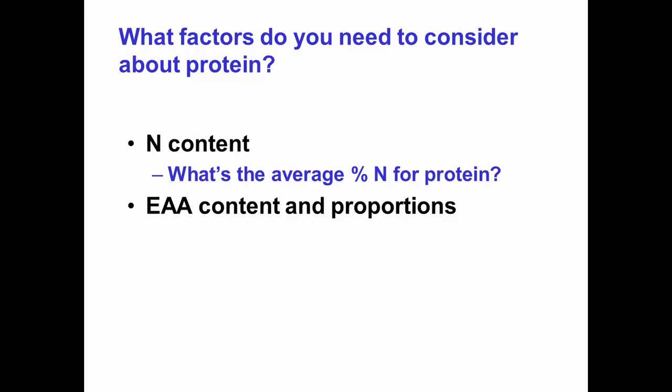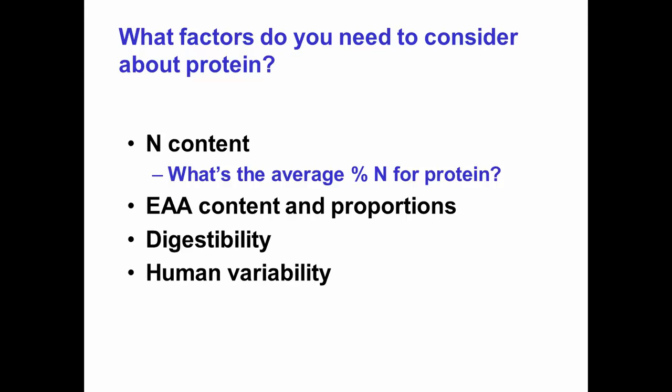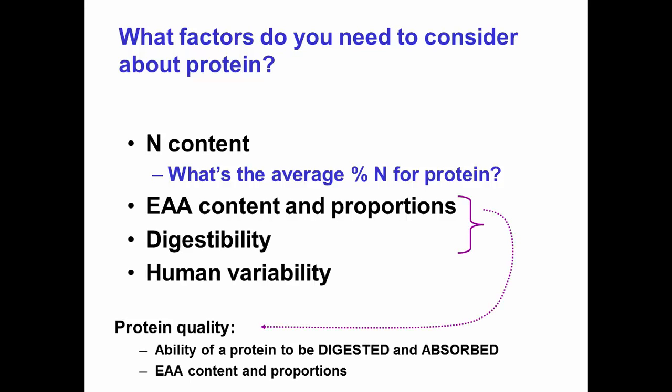Okay, what else do we need to consider about protein? Essential amino acid content and proportions, there we are. That was somewhat, but not completely, related to nitrogen content. This is how good it is: do we get the full complement of essential amino acids in the right proportion? And digestibility. These two things, digestibility and essential amino acid content and proportion, define protein quality.